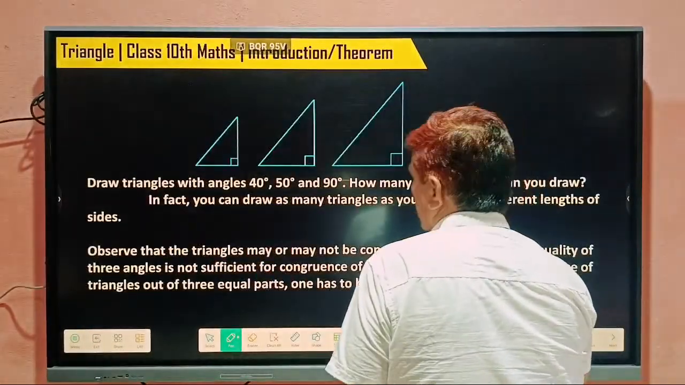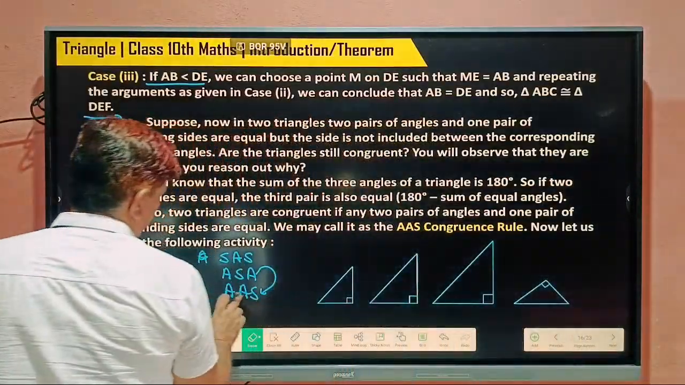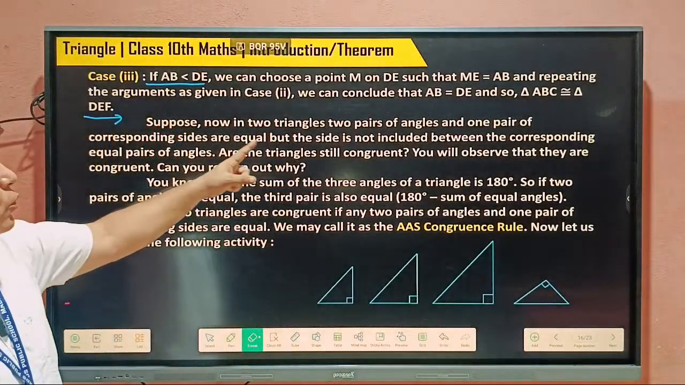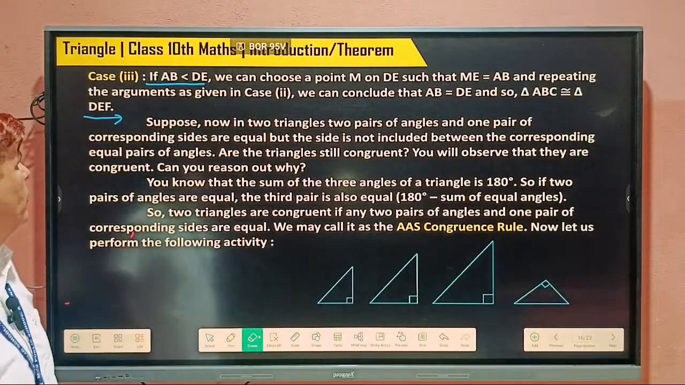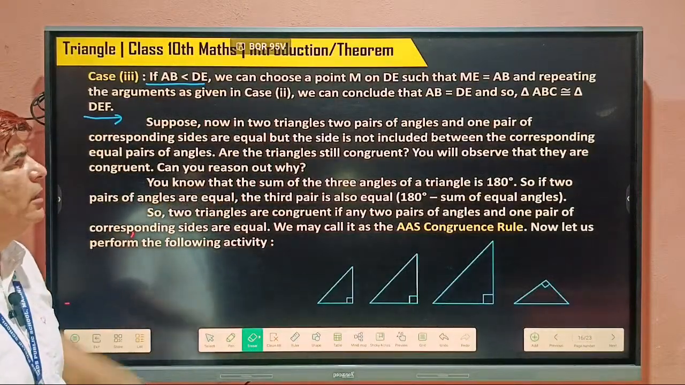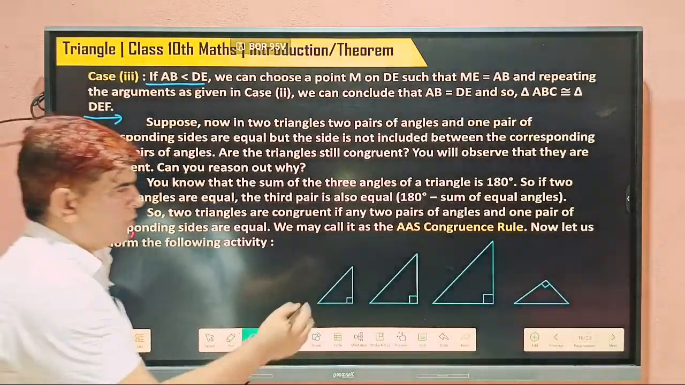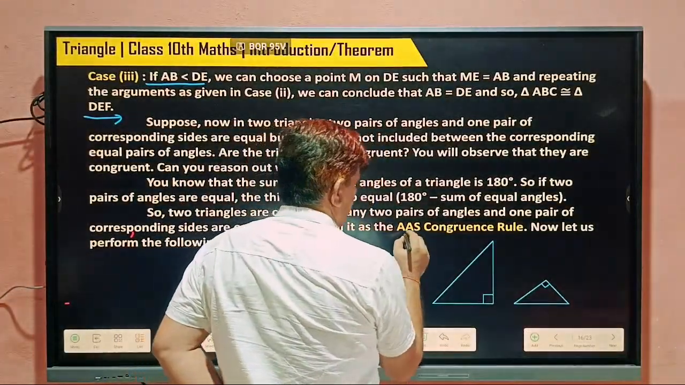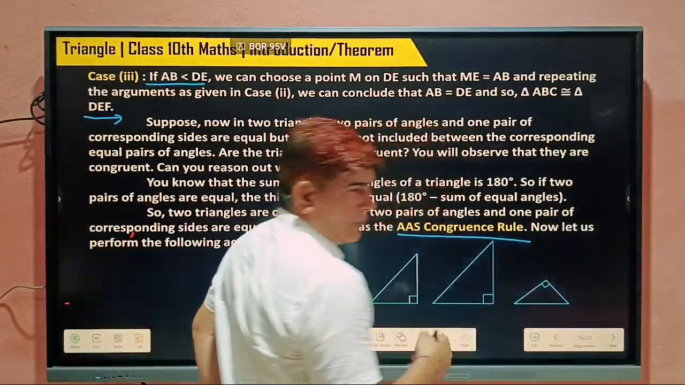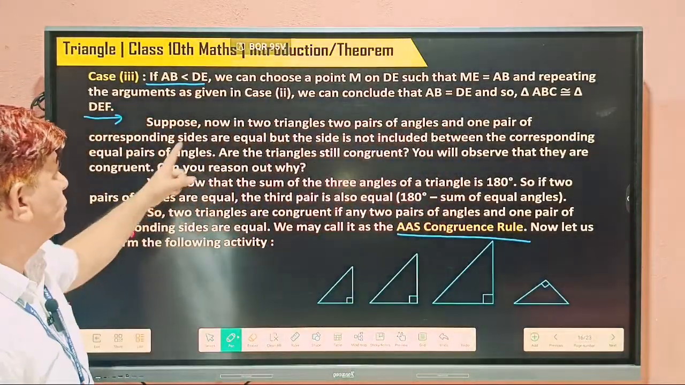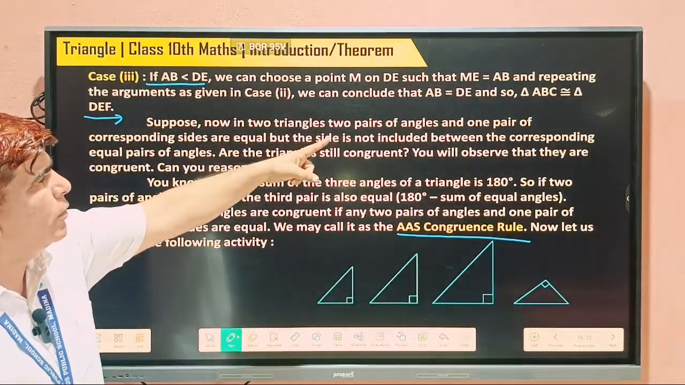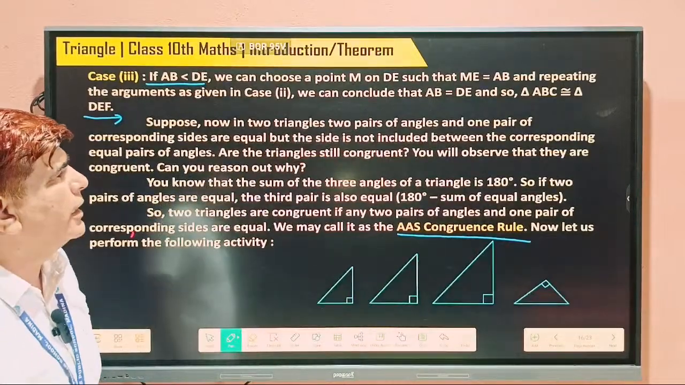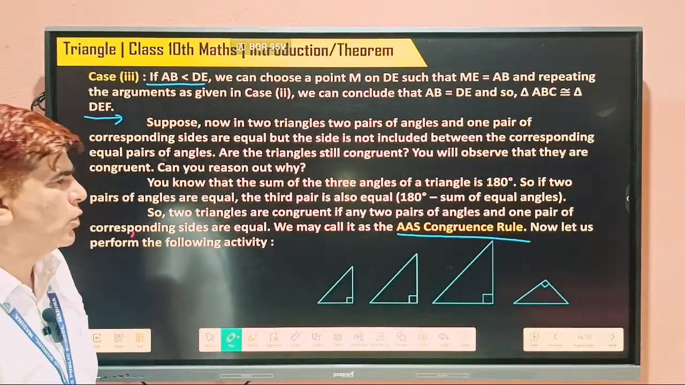Sorry, some more things are given that I want to explain, so we can discuss later. Suppose now two triangles, two pairs of angles and one pair of corresponding sides are equal, same as written, which I told you. We can revise it, no problem. Suppose two pairs of angles and one pair of corresponding sides are equal, but the side is not included between the corresponding angles.